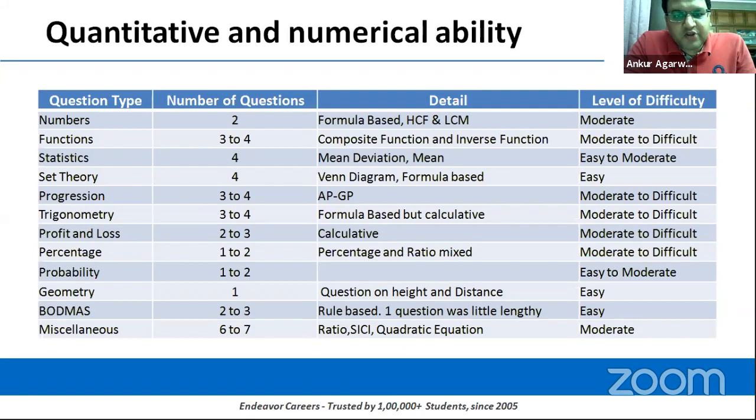Trigonometry again had 3 to 4 questions, which students found to be a little bit calculative, and hence the difficulty level is moderate to difficult.